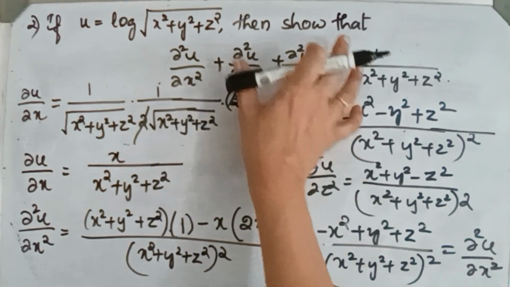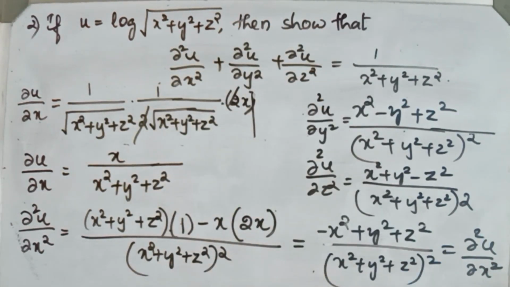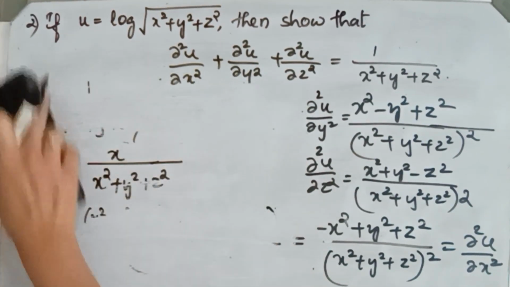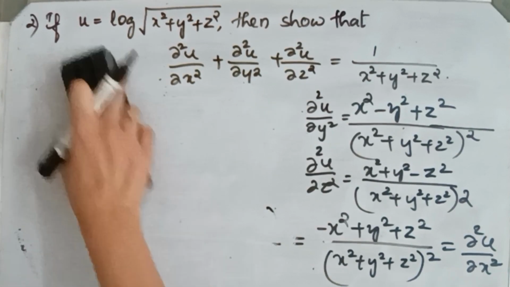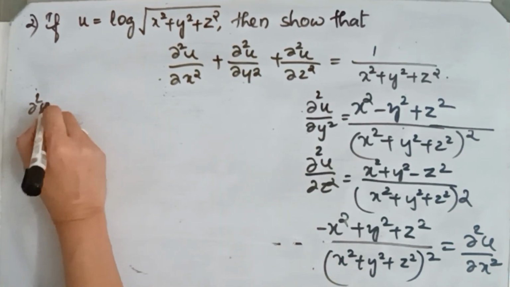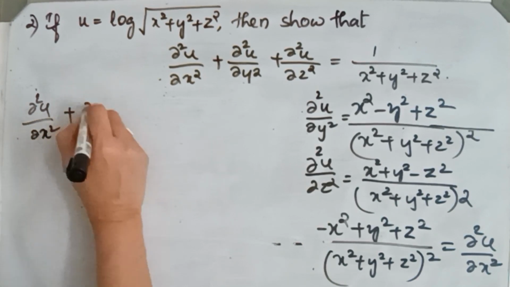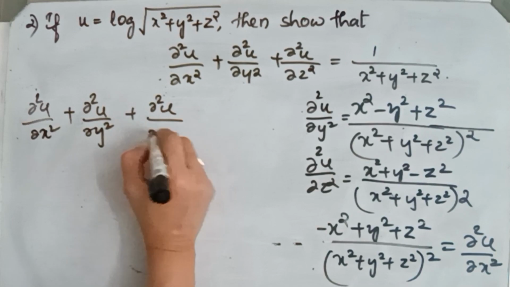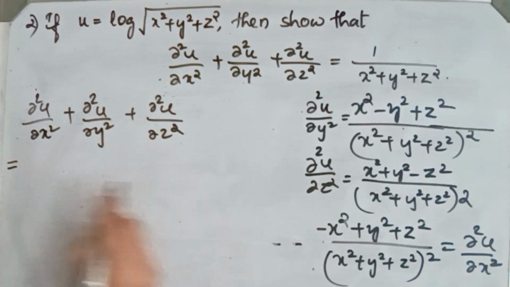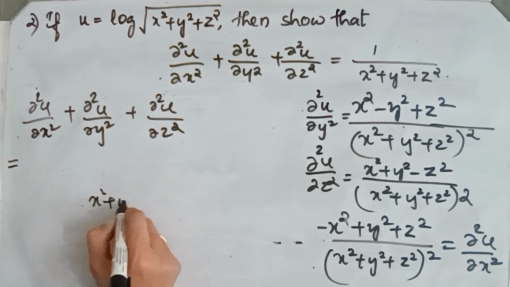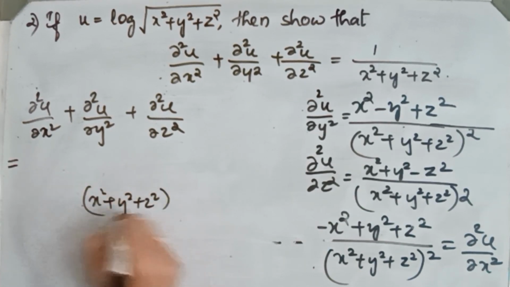Now they are asking for the sum of these three. So the sum of these three, can you get the term in the RHS? That I have to check. So add all the three. So I'll get dou square u by dou x square plus dou square u by dou y square plus dou square u by dou z square, which is equal to, the denominator is same, so x square plus y square plus z square whole square.